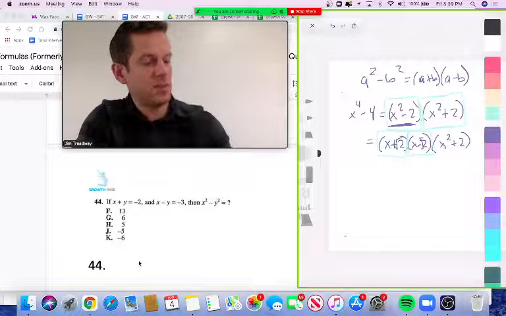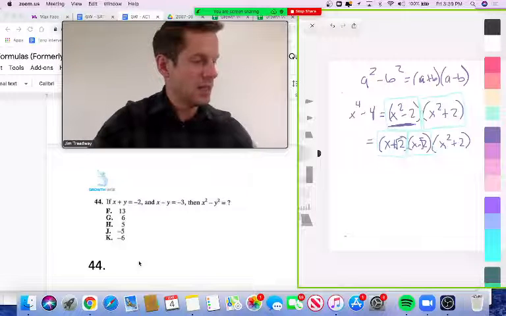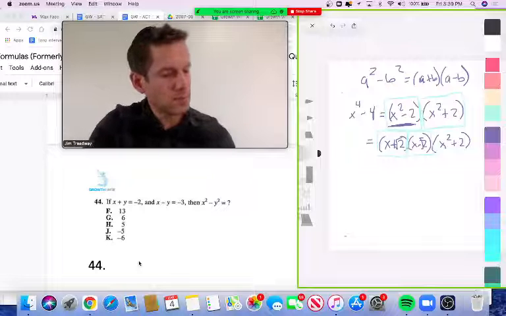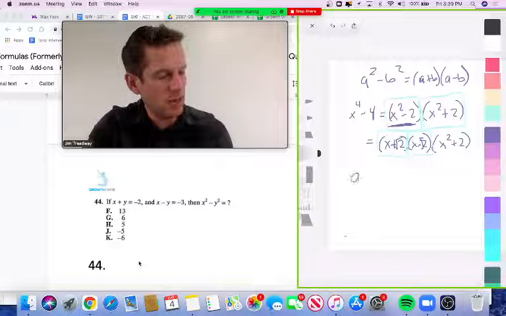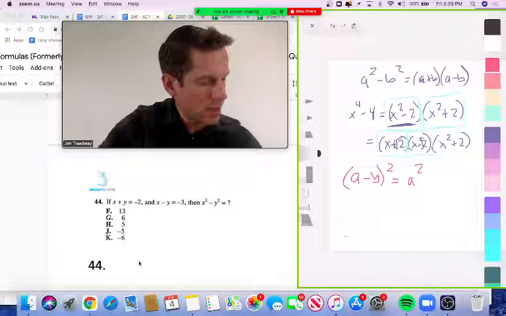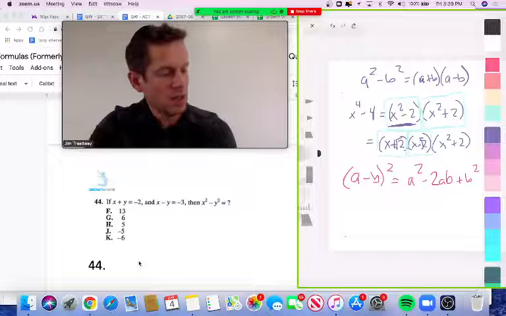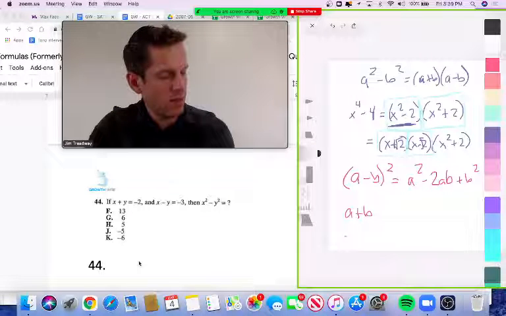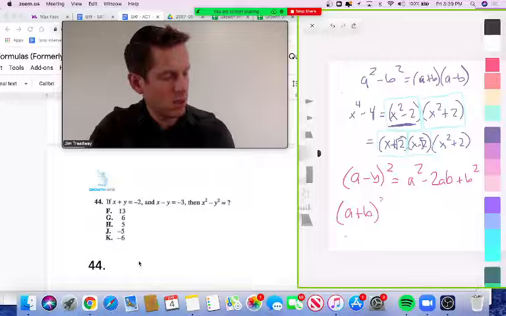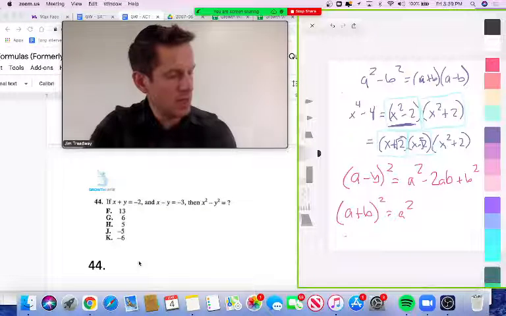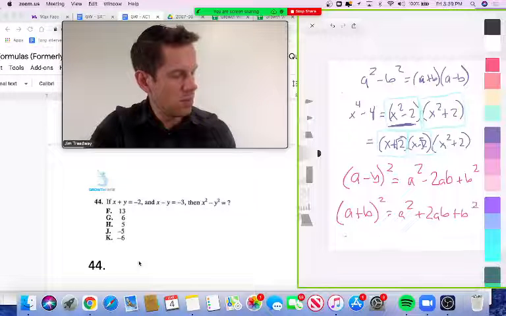Now I mentioned difference of two squares and its cousins. Let me show you the cousin equations. We could also have the square of a minus b. And that would be equal to a squared minus 2ab plus b squared. You're going to memorize that. We could also have the square of a plus b. That's going to be very similar. A squared plus 2ab plus b squared.